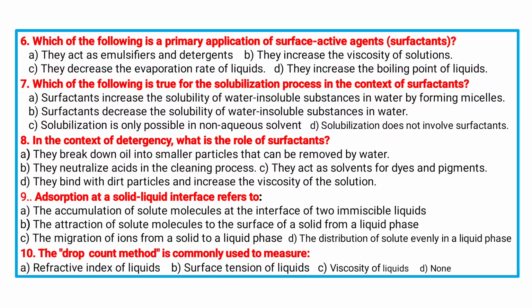Next question: which of the following is the primary application of surface active agents, or surfactants? A, they act as emulsifier and detergent. B, they increase the viscosity of solution. C, they decrease the evaporation rate of liquid. D, they increase the boiling point of liquid. So option A is correct: they act as an emulsifier and detergent. Next, which of the following is true about the solubilization process in the context of surfactant?